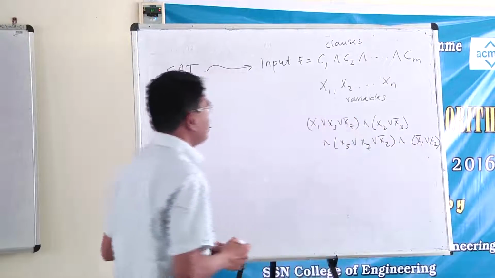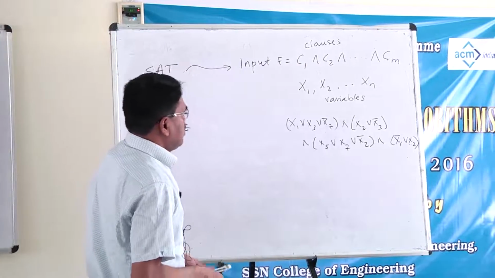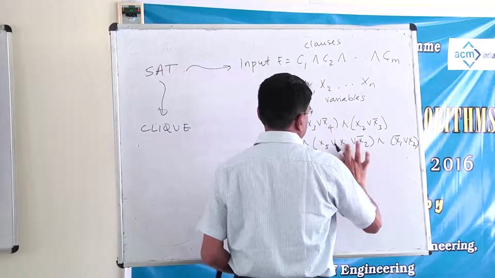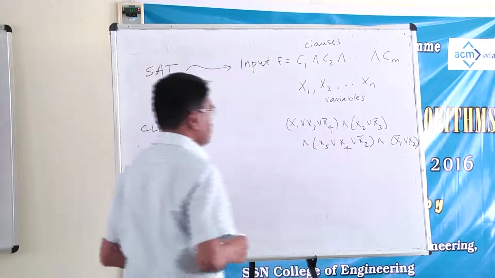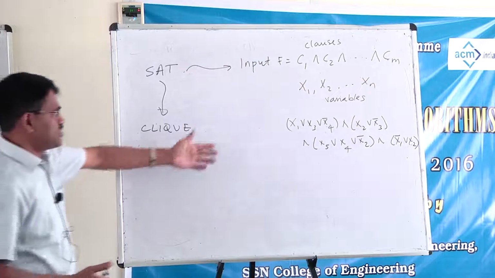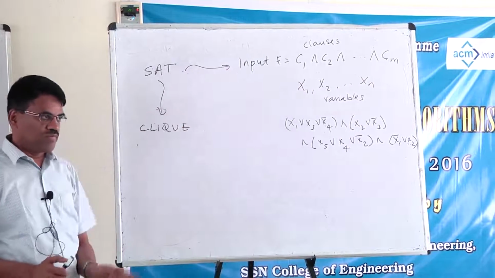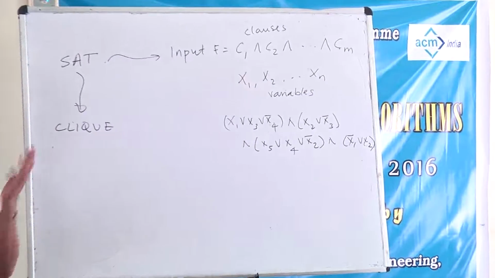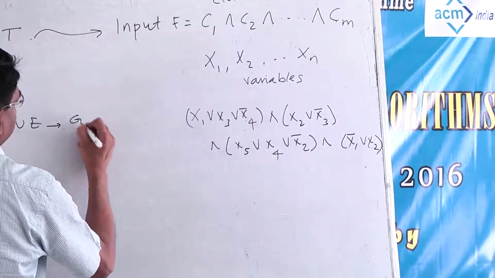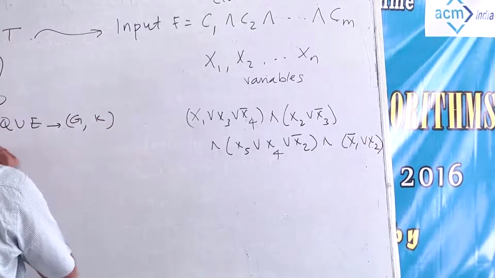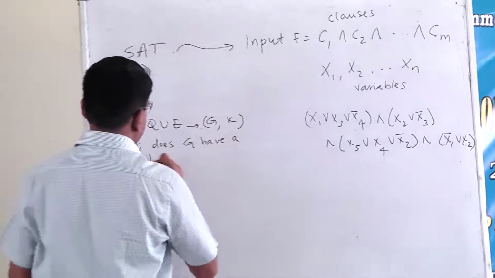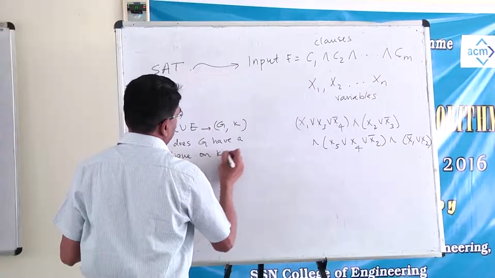Okay, so this is my formula. And we want an algorithm to say whether the formula is satisfiable or not. And you have a subroutine which, given a graph, will tell you whether there is a clique of some size or not. So what is the input here? There is a graph G and an integer k, and the question is, does G have a clique on k vertices?